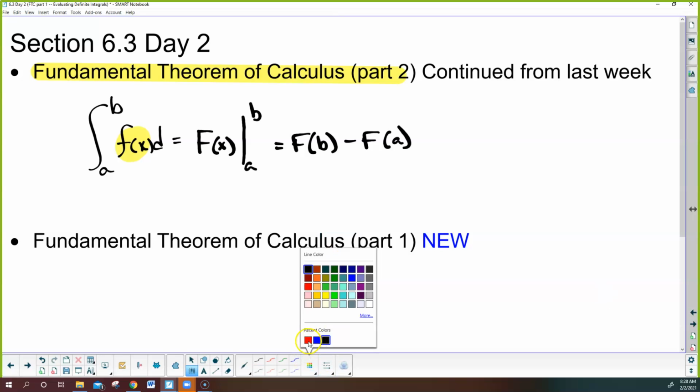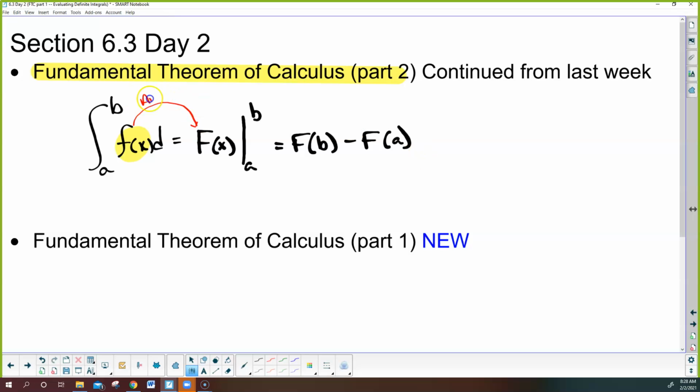So the big connection is how did we go from the lowercase f of x to the uppercase, and that was the antiderivative, which basically said we don't need a graph anymore because we know antiderivatives, and once I have the antiderivative, I can just evaluate it from the upper bound minus the lower bound.